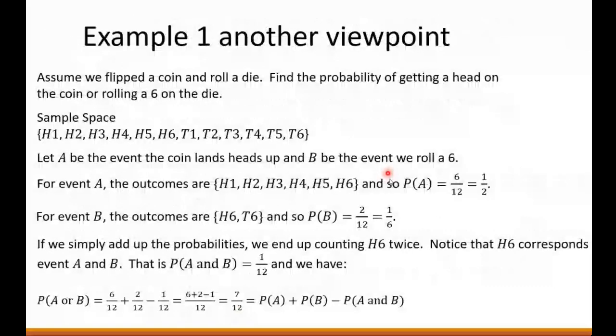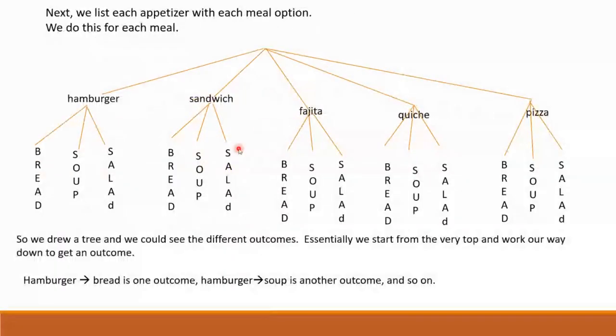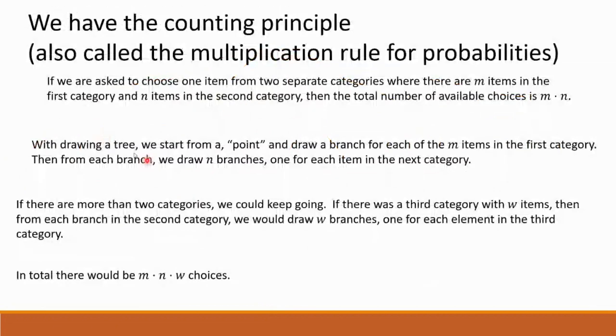Even with this example with the meal and the appetizer, there are 15 possibilities, right? There were 5 meals, so the meal would be the first category. There are 3 choices for the appetizer, so you can think of the appetizer as the second category. In total, there are 5 times 3 possibilities, which is 15, as you can see.